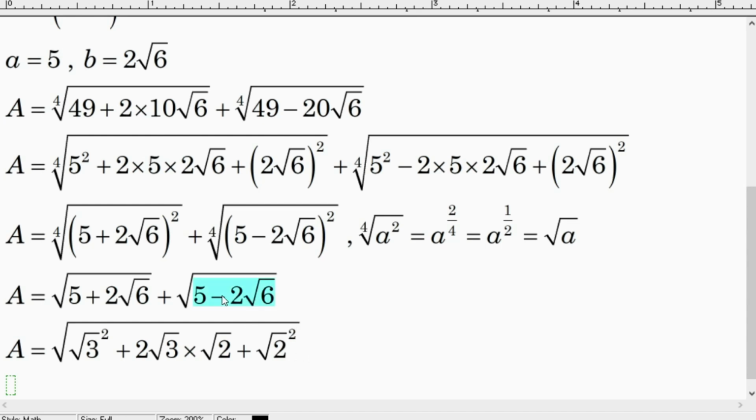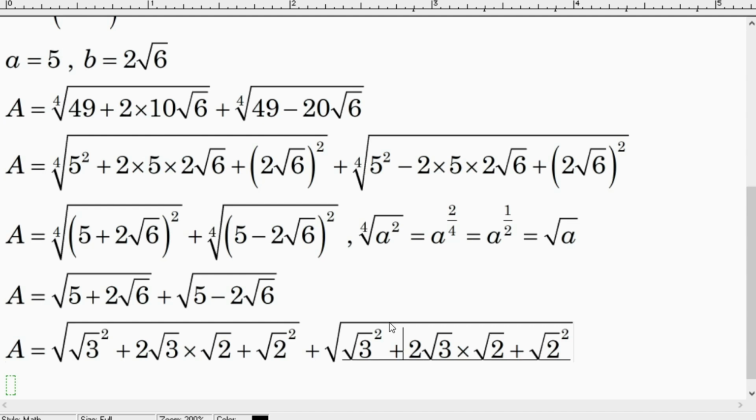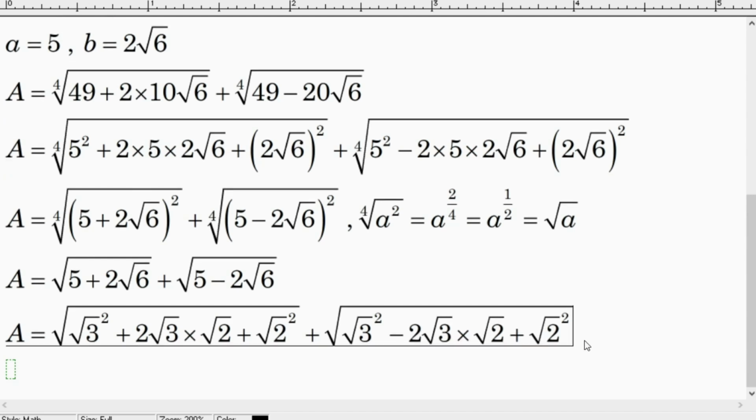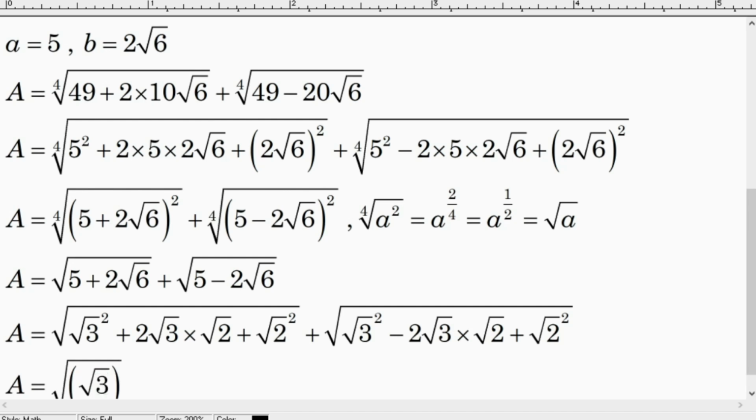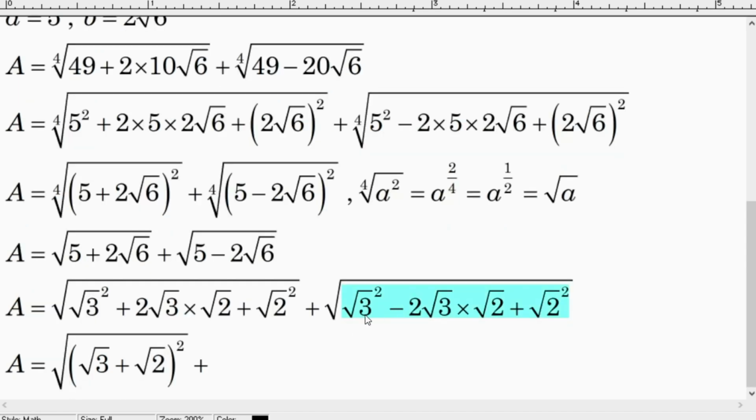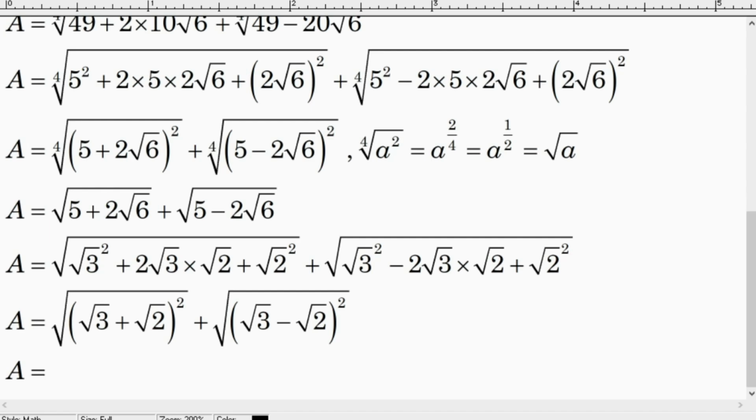Okay, for here is the same. It's just the difference is the sign. Okay, what we will get is similar like this, but we have to change the sign here to negative sign. Okay, so then a which is equal to a plus b raised to square. That means square root of 3 plus square root of 2 all raised to square. And for here it is similar, but the difference is the sign here. Change it to negative sign. Okay, and then a equal to.